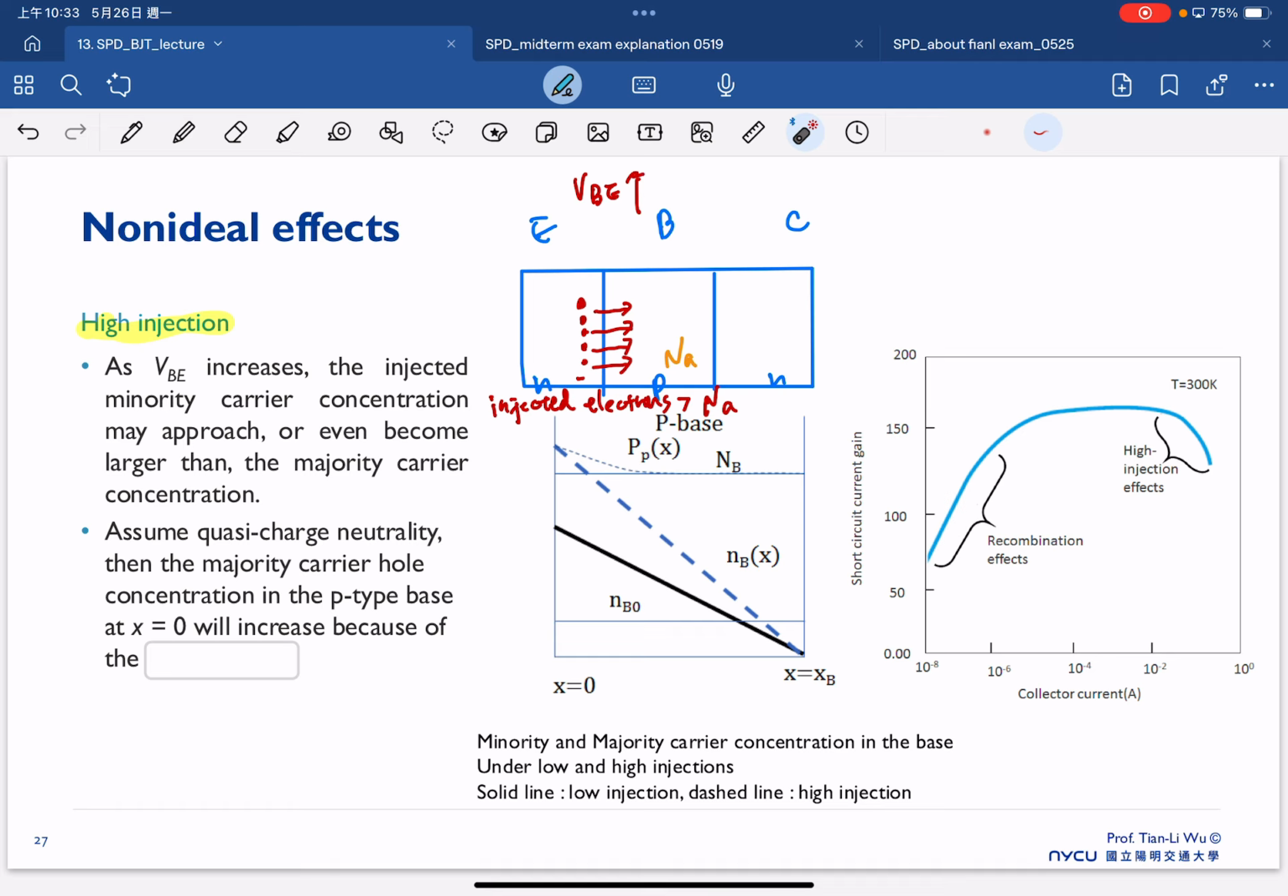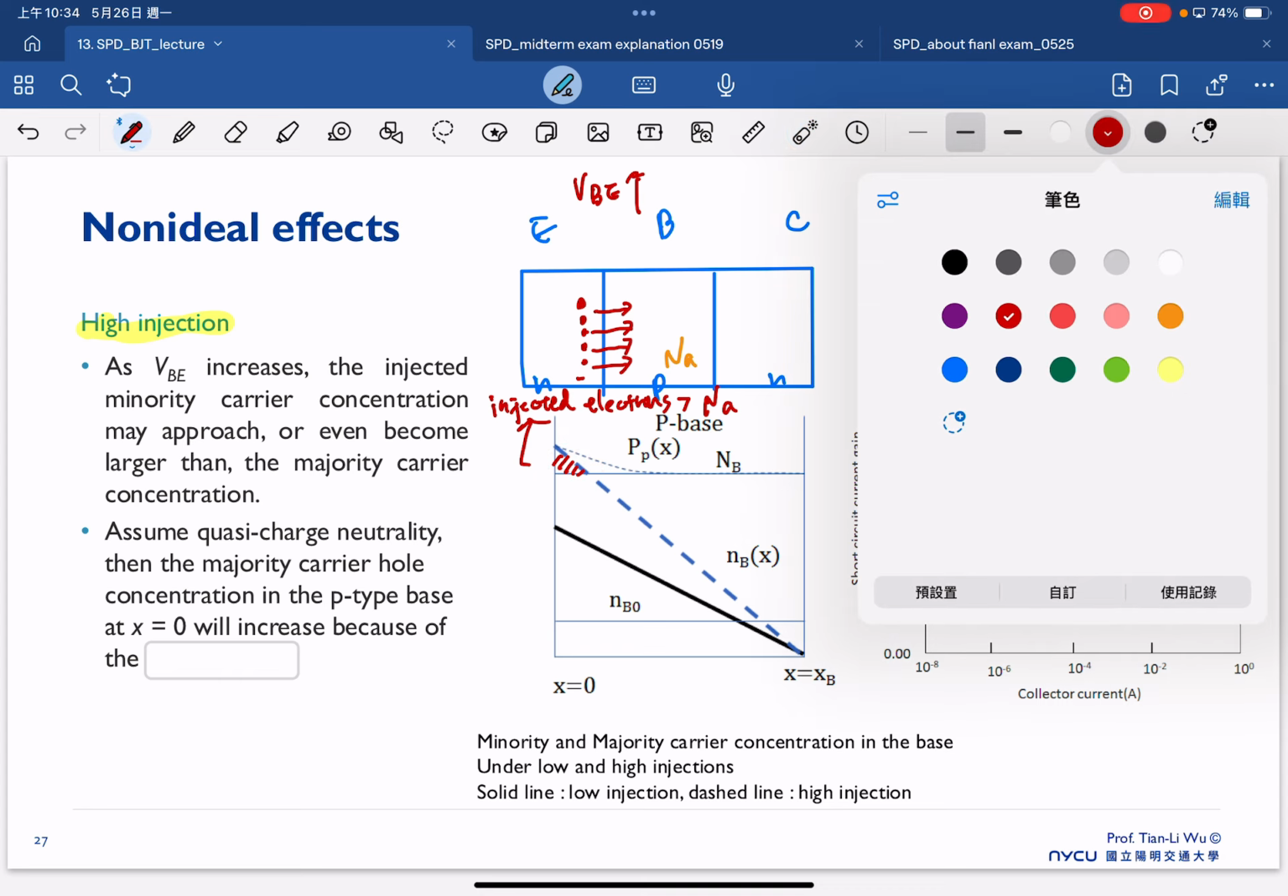So this is in the P base region. So that's an emitter, that's a collector here, and then we have a huge amount of electrons being injected here, and there's a chance that the background doping for NB is here, and then the injected electrons in the end exceed the NB. So the Na here is the NB.